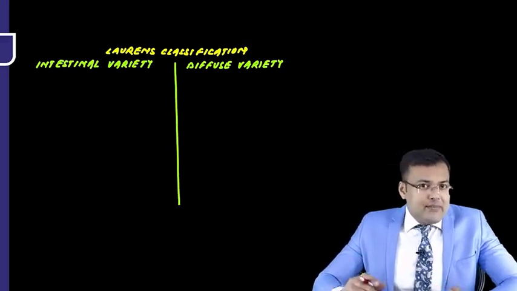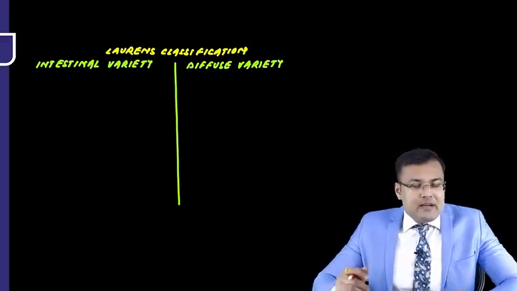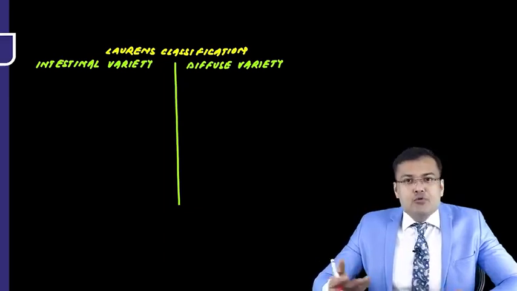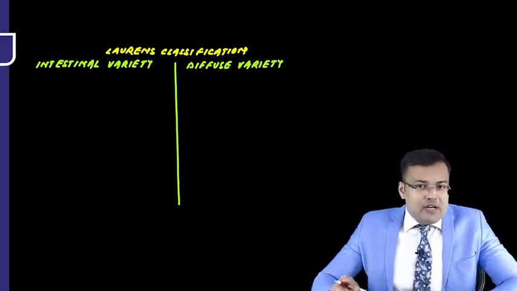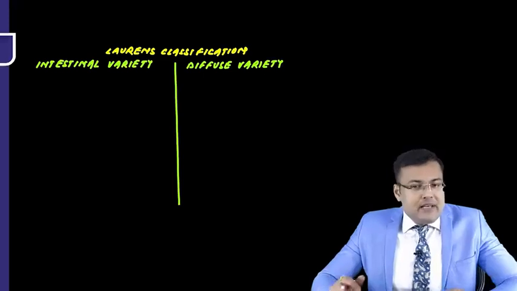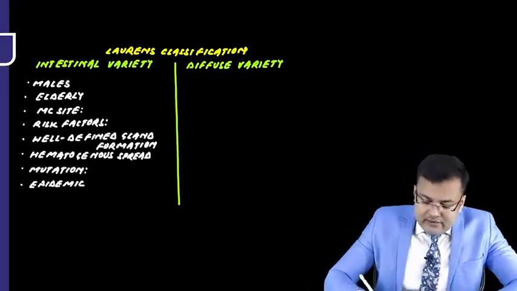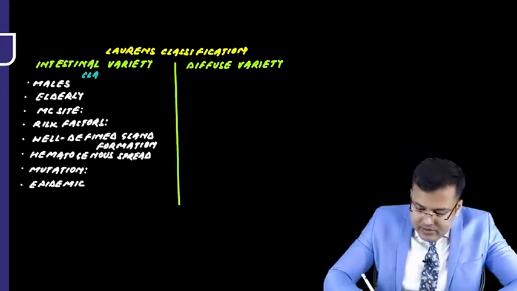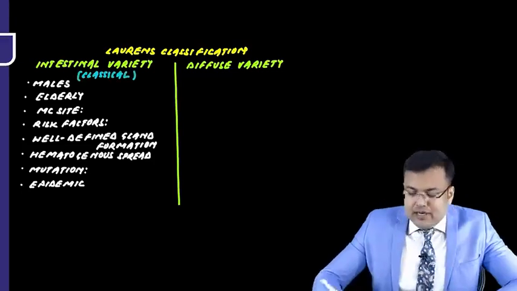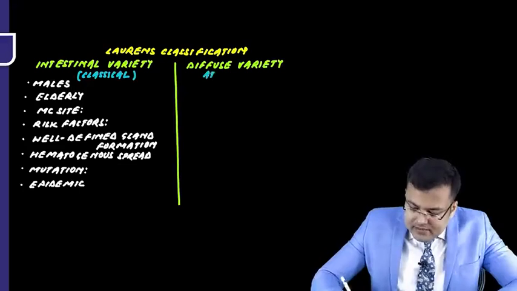Diffuse variety is atypical. Atypical means seen in young patients, seen in females, most common site proximal part. What kind of risk factors? There are familial risk factors and there is lymphatic or transmural spread. So see the differences. Intestinal variety is the classical variety, and diffuse variety is the atypical variety.